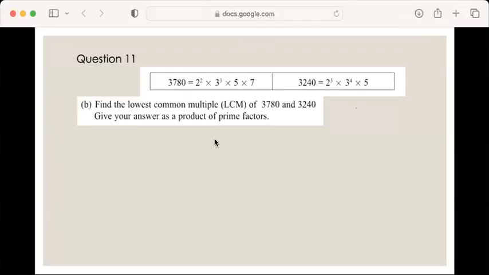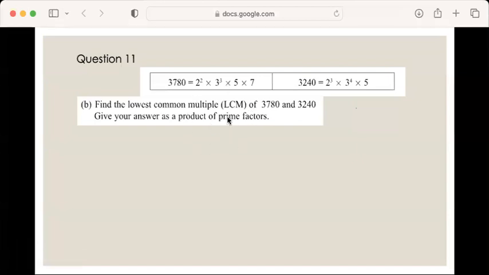Right. Please pause the video and try this part as well. This is the same question, part B, question 11, part B. Here, you need to find the LCM of 3780 and 3240. Okay, please pause the video and give it a try. All right, I believe you have done the question and you have got the correct answer.